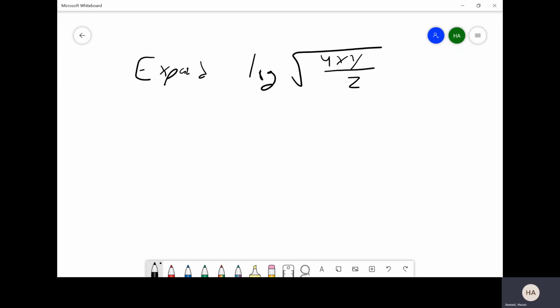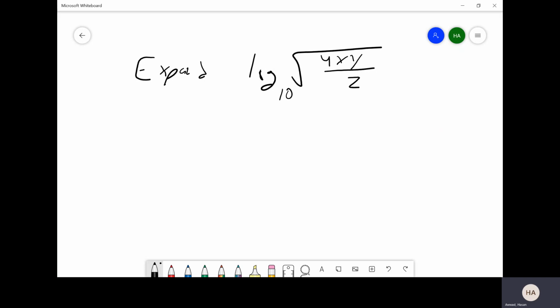Okay, so let's tackle this together. First things first, before we even continue, what kind of logarithm is this? Well, this is a common log. You know this is a common log because this space down here where you would have a base is blank. And that's how you know, because it's a common log, it's indicative that your base is 10.